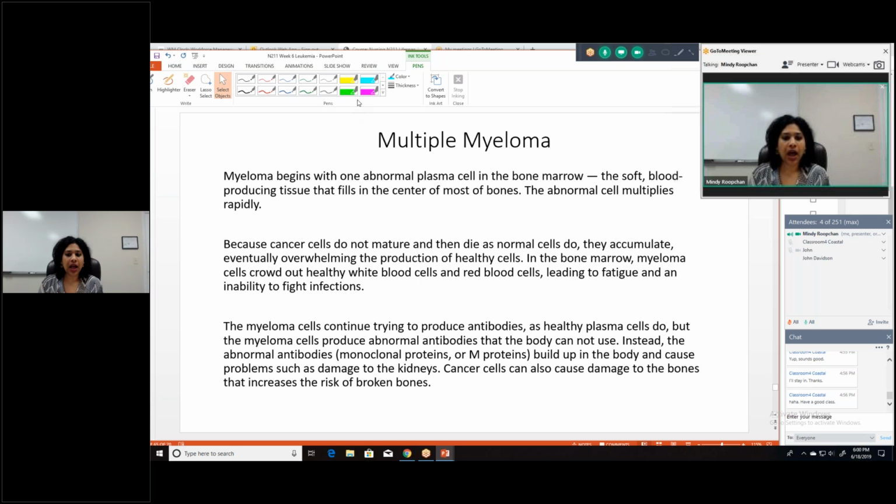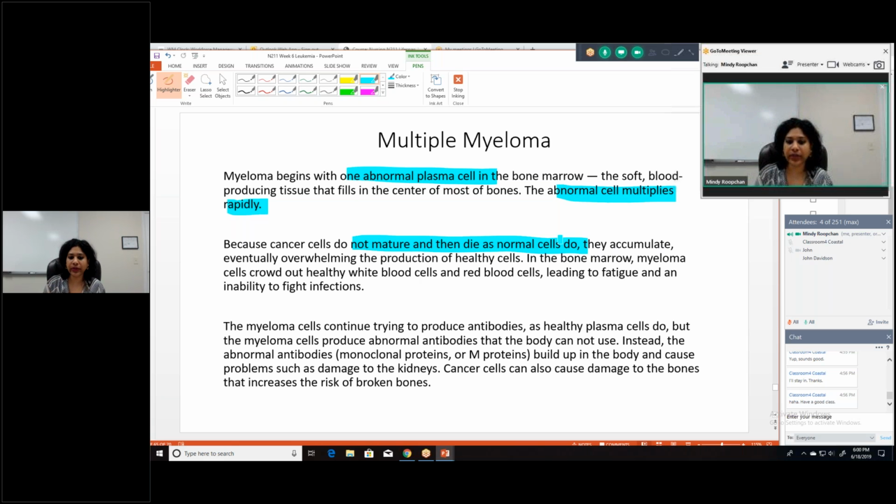Myeloma begins with one abnormal plasma cell in the bone marrow, and these abnormal cells multiply rapidly. Like I said, these cancer cells do not mature and they don't die normally as they're supposed to. They accumulate and overwhelm production, and now you have a bunch of cells that can't help you, crowding out the cells that can.